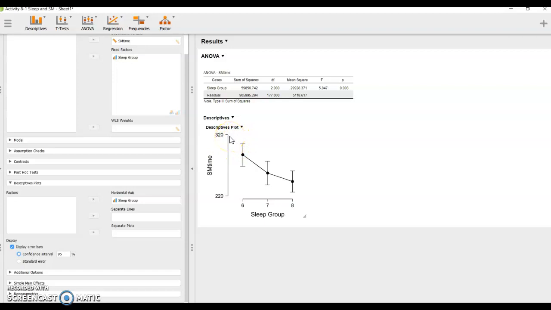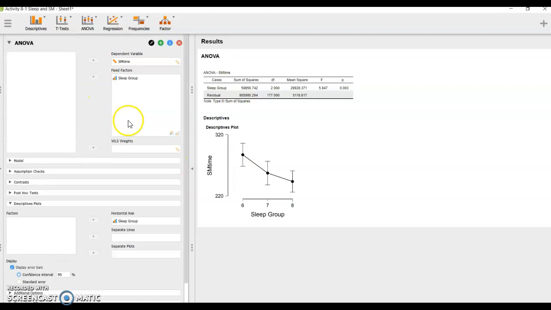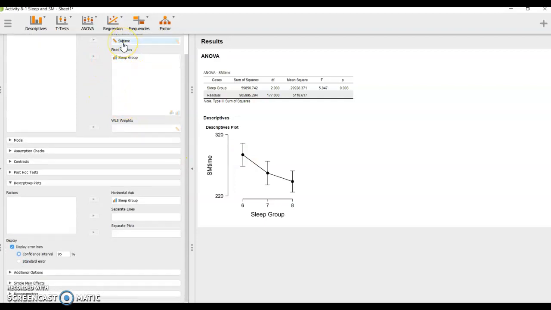All right, so we know what our data look like starting off here. And let's go ahead and work on doing our ANOVA. Okay. So to do the ANOVA, just by the fact that we moved our variables over to the boxes on the left here, we got the ANOVA output.